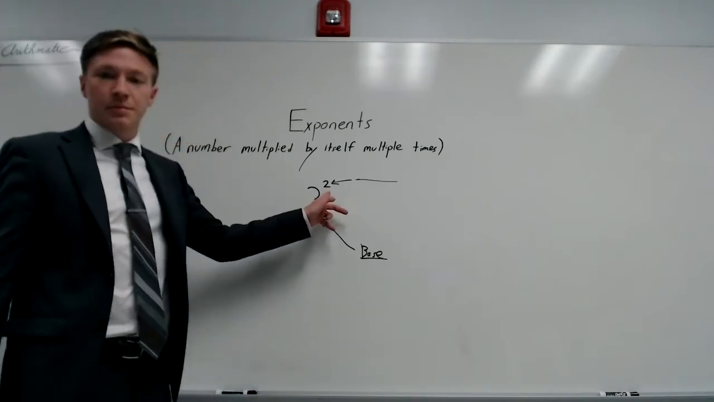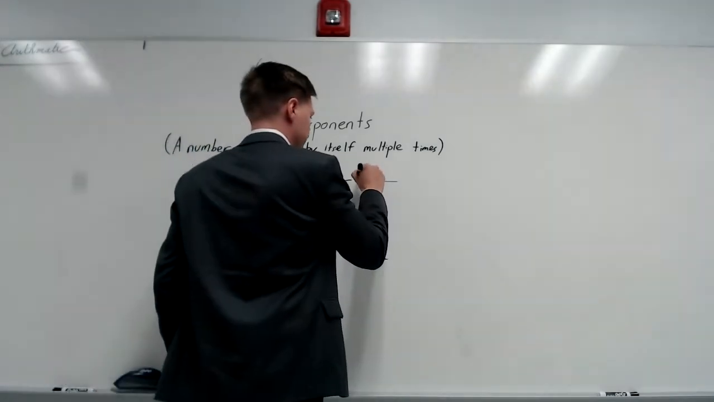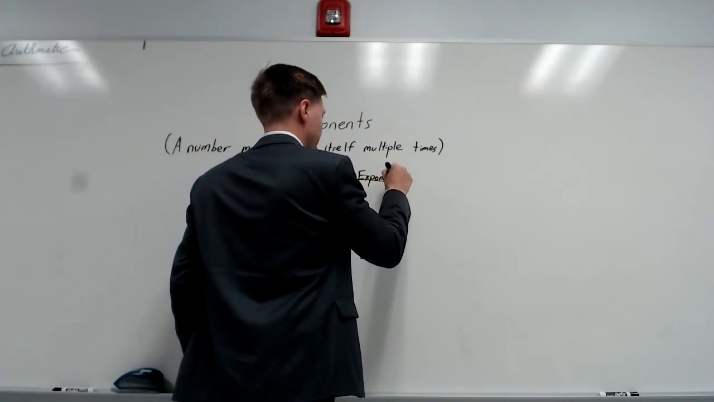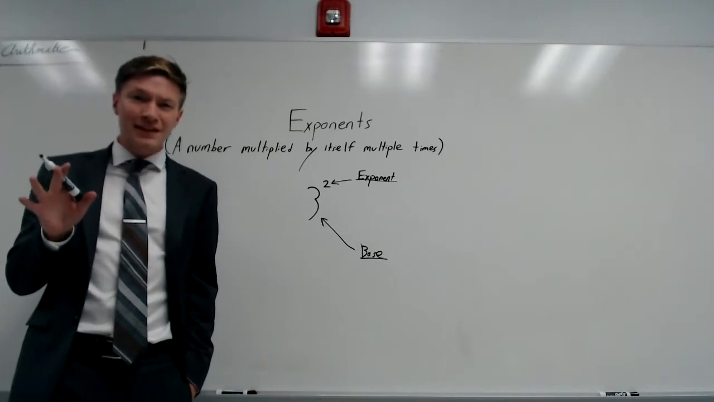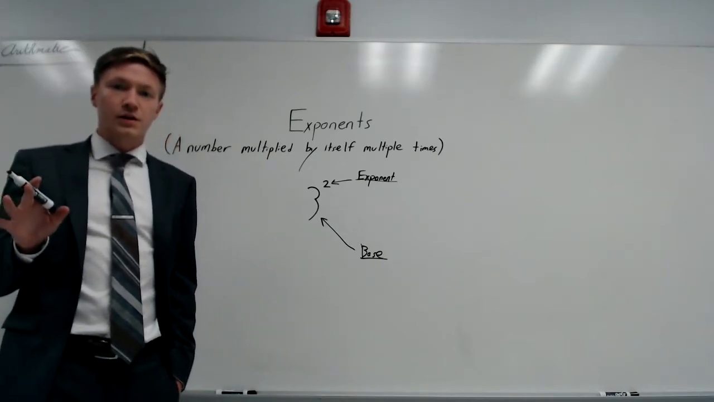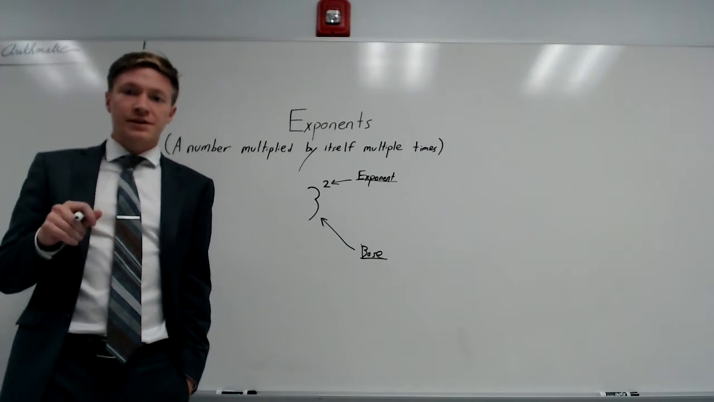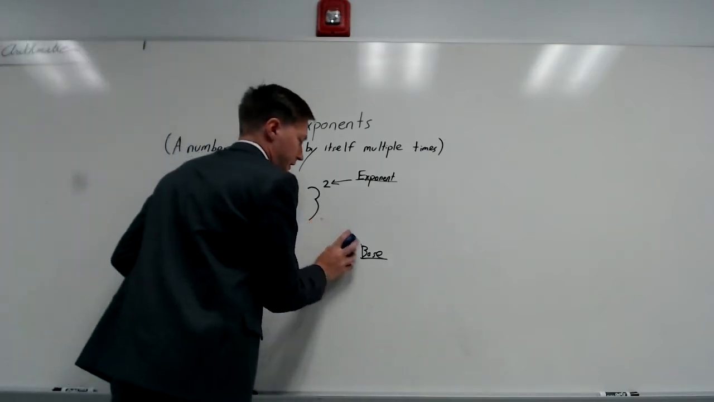This little number up here, this one is called the exponent. And what it does is it shows us how many times we are going to multiply the base by itself. Simple enough, right? Well, let's dive into what that could actually look like.